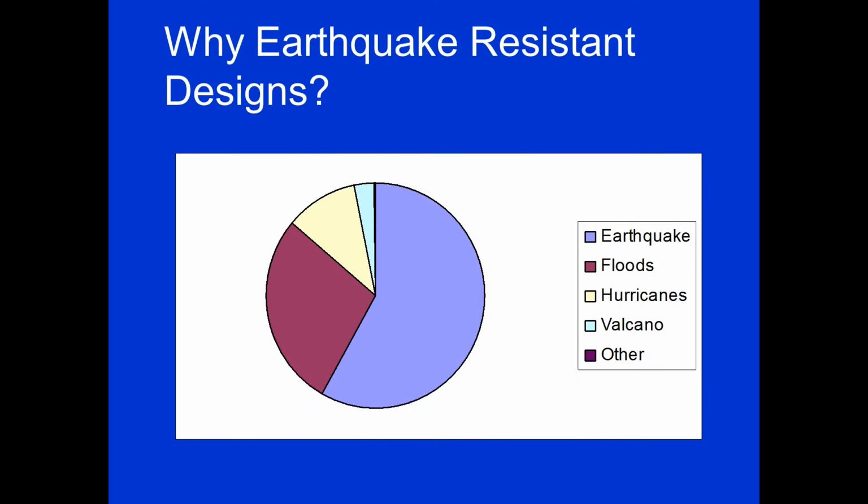If you see this graph, there are 4 or 5 natural calamities. Out of that, earthquake is very predominant as compared to flood, hurricanes and volcanoes. So the chances of earthquake as a natural calamity are much higher than the other calamities.